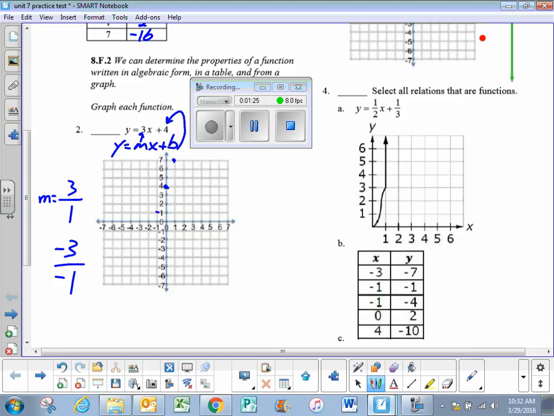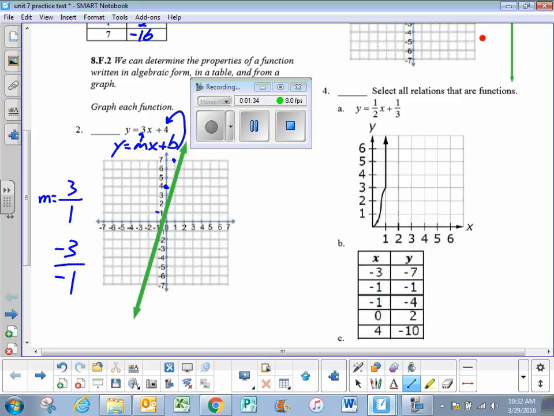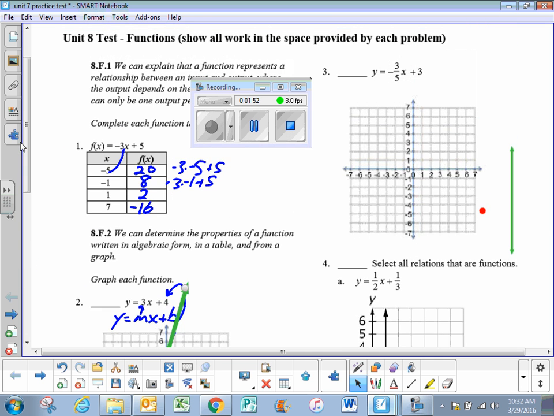Another way to write 3 over 1 is -3 over -1, because a negative divided by a negative is a positive. So I could also go down 3, left 1. And what do you know? That's also on the line. This was faster at the time. Then I just put my line in there. I make sure I use a ruler, or else I'll lose half a point, if not a whole point. And also make sure I put arrows on the end, because it does continue on.